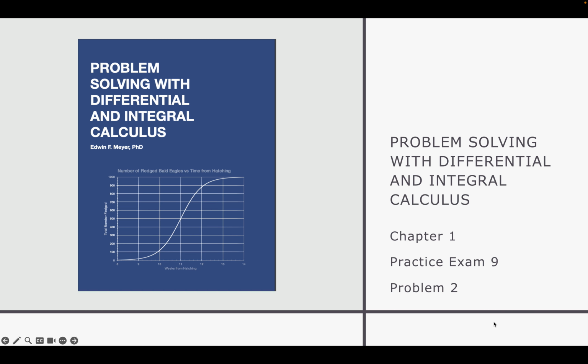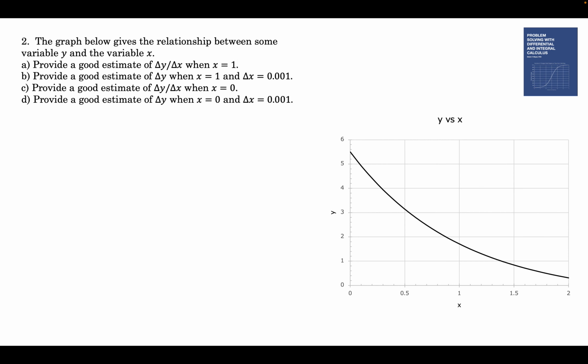This is problem 2 on practice exam 9 of chapter 1 in the book Problem Solving with Differential and Integral Calculus. There's a graph, y versus x. This is kind of a mathy problem because you don't know what the heck the variables mean. Provide a good estimate of delta y over delta x when x is 1.